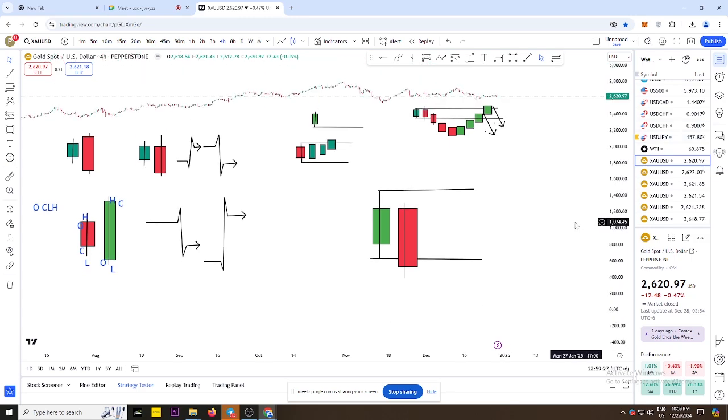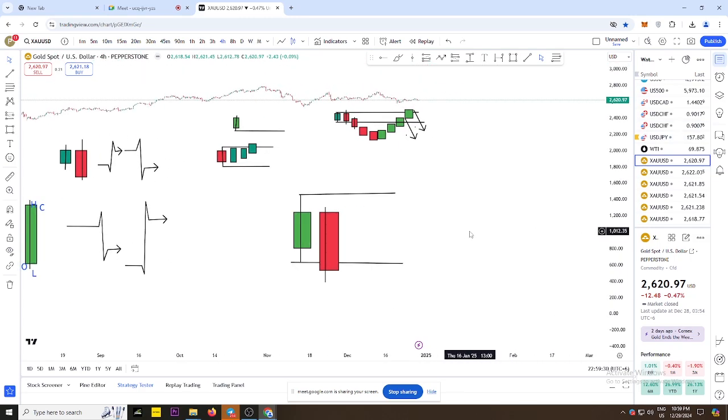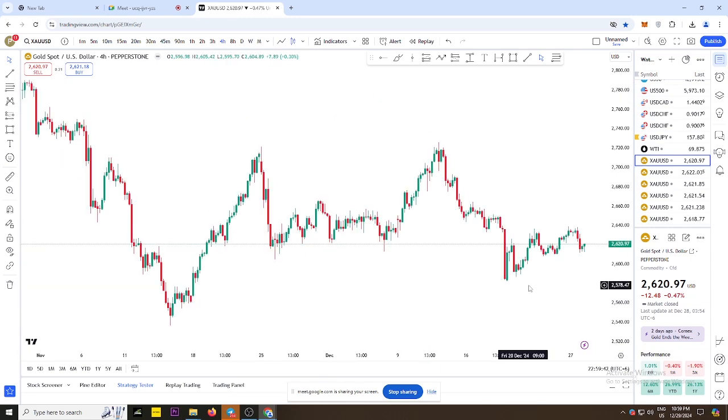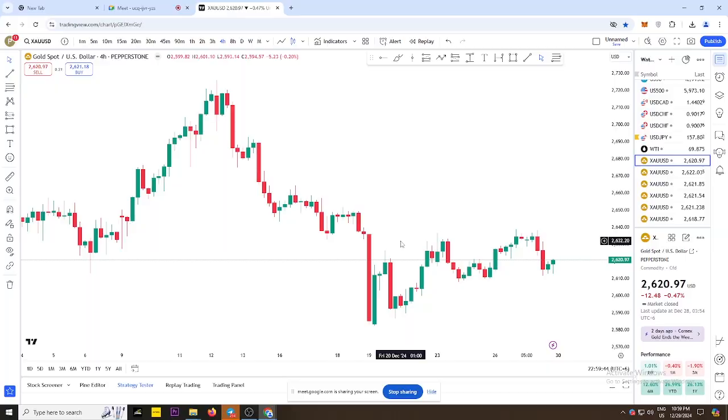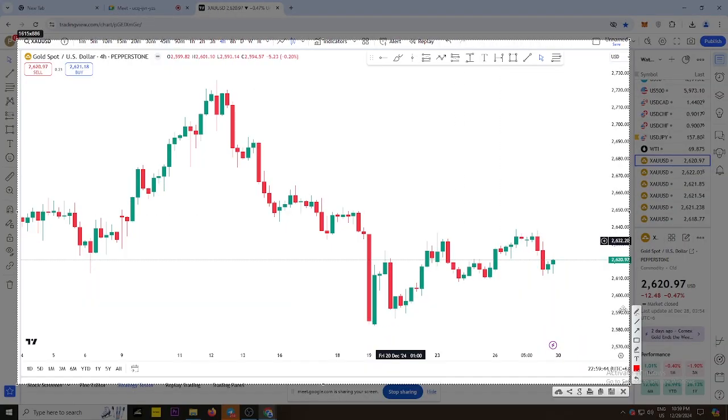Now the second part is, once we understand the engulfing, why we need it. So let us go to the chart now. As you already know, what we are going to call a buy side engulfing. What is it? Sell side. What is it?